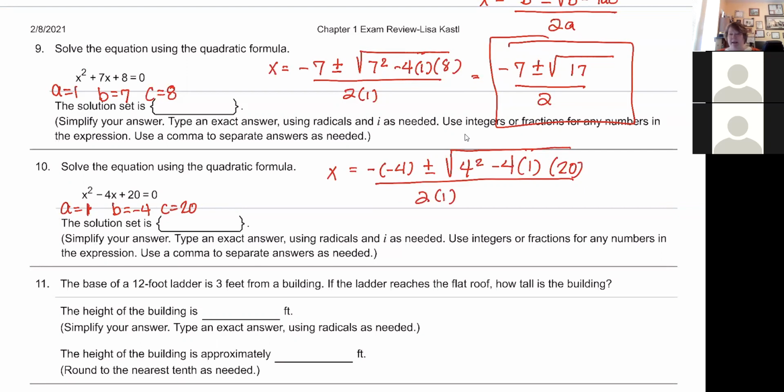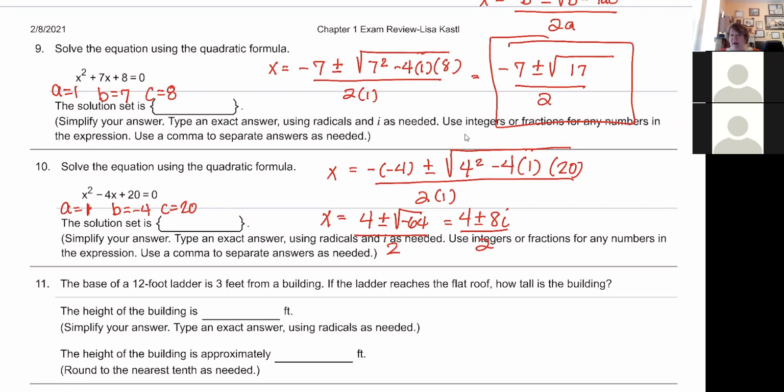Okay, so I take my handy dandy calculator out and I take 4 squared and I subtract from it 4 times 20. 16 minus 80 is negative 64. So I have minus a minus 4, which is 4, plus or minus the square root of negative 64, the whole thing over 2. Okay, but what's the square root of negative 64? By definition, the square root of negative 64 is 8i. So we get 4 plus or minus 8i over 2.